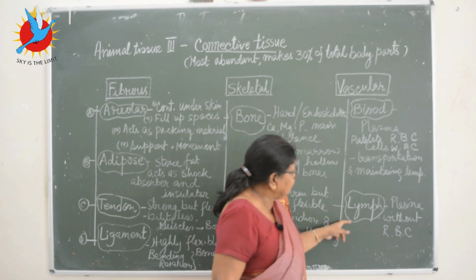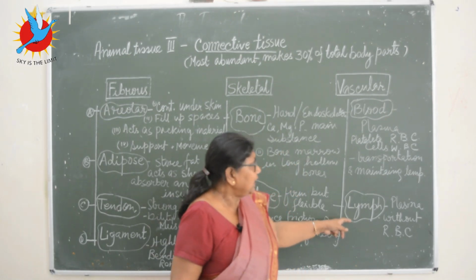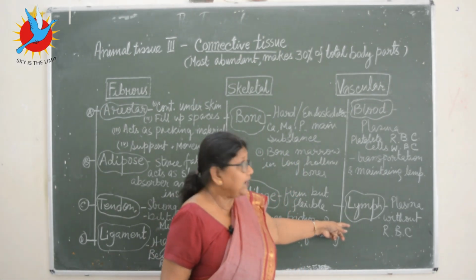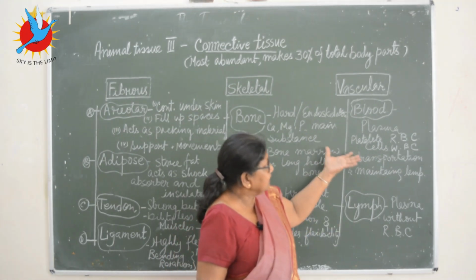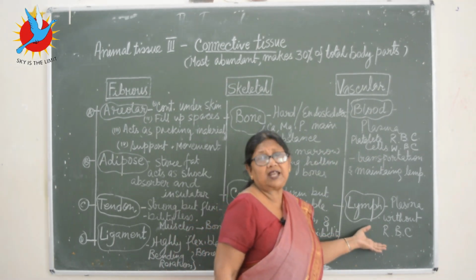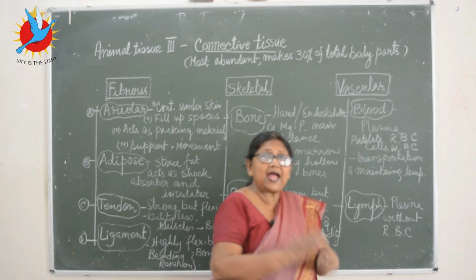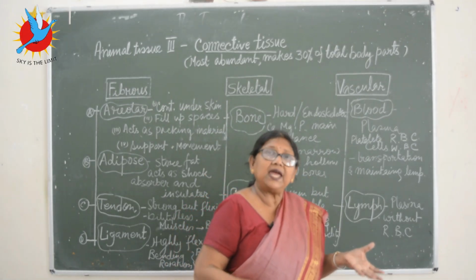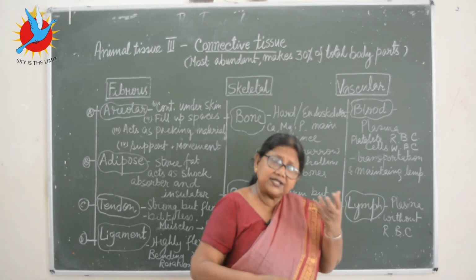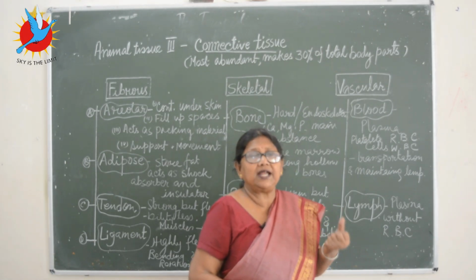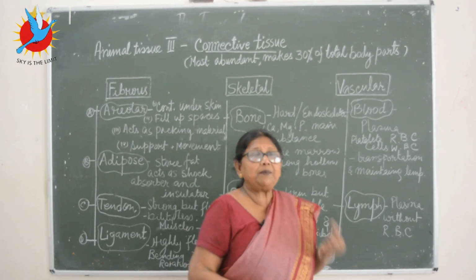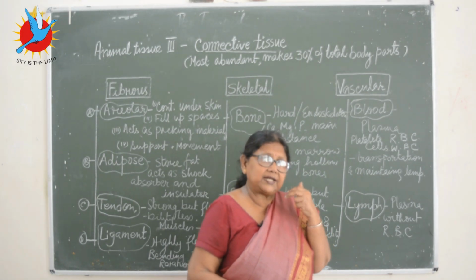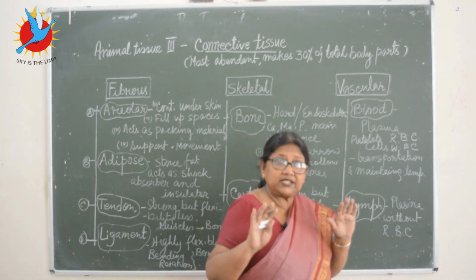The last part of this vascular tissue is lymph. Lymph is also plasma, but it doesn't have the RBC. It sort of acts as a middle person between the blood and the different organs, transporting to and from them. So it's just the liquid part of the conducting tissue, only plasma without the red blood cells. So that is your connective tissue.